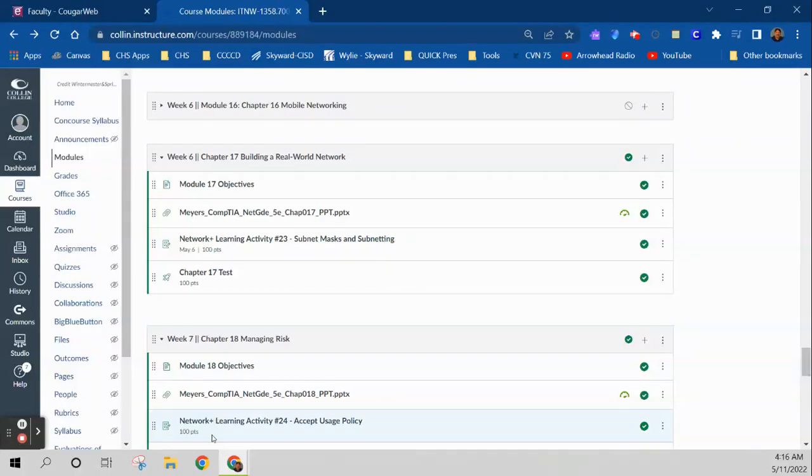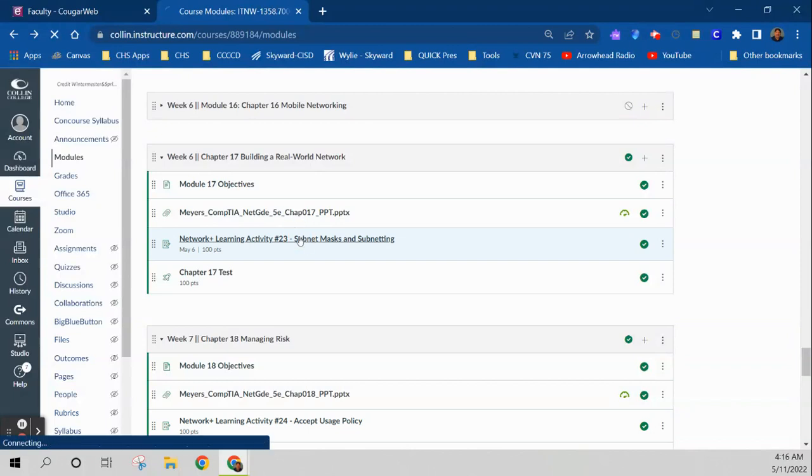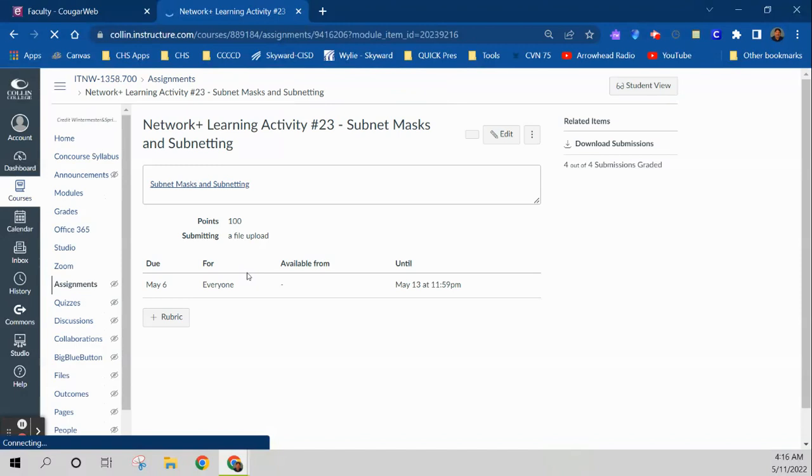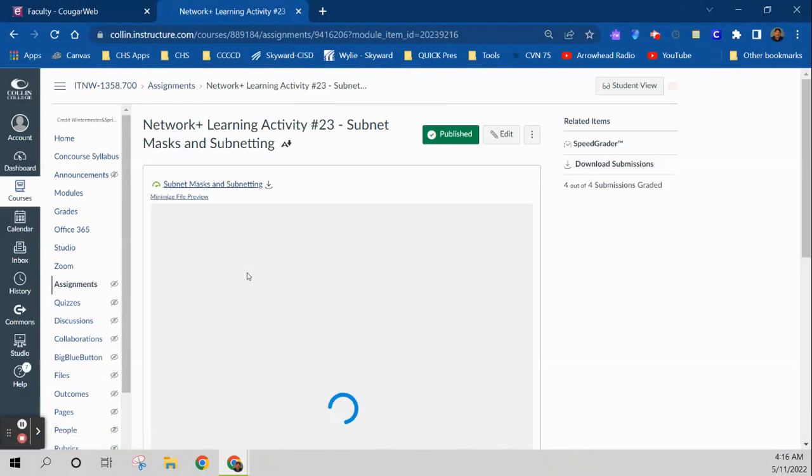Okay, so I'm going to make this video for chapter 17, learning activity number 23. It's subnet masks and subnetting. Basically, we learned about this stuff back in, must have been about 5 or 6 chapters ago.